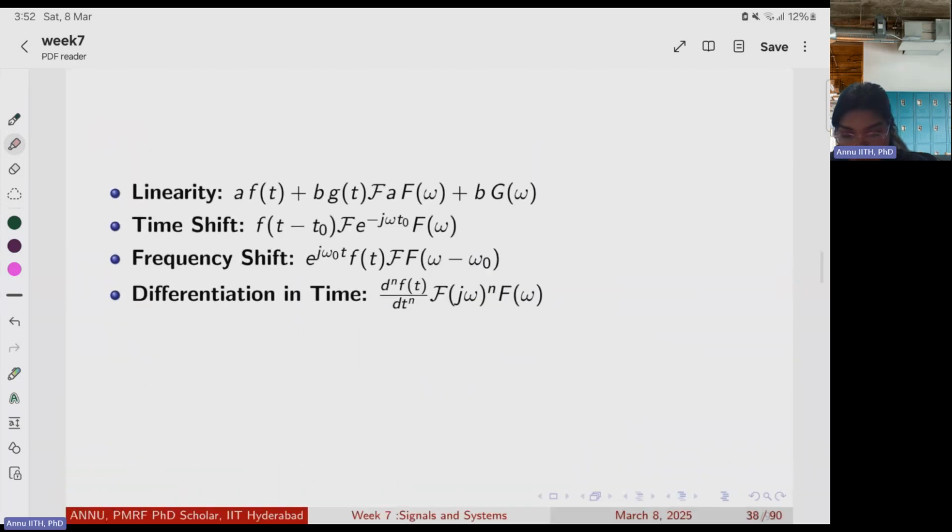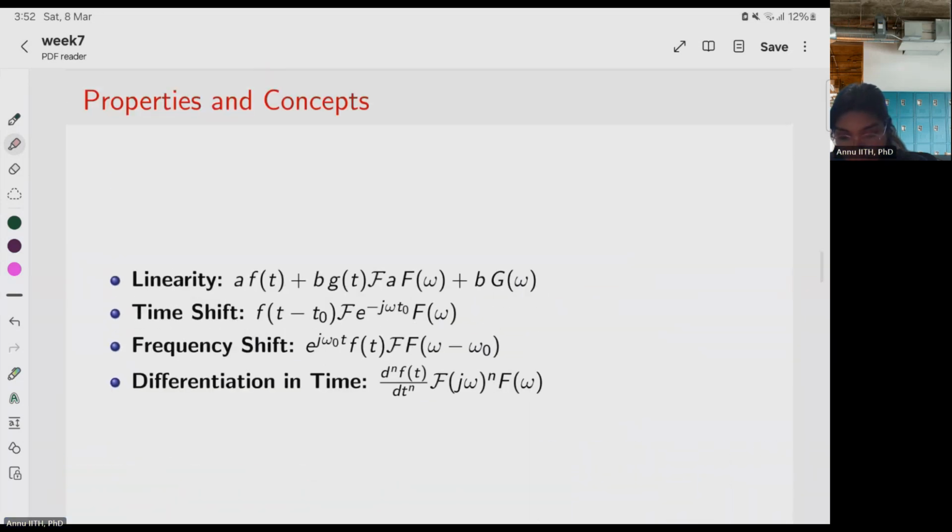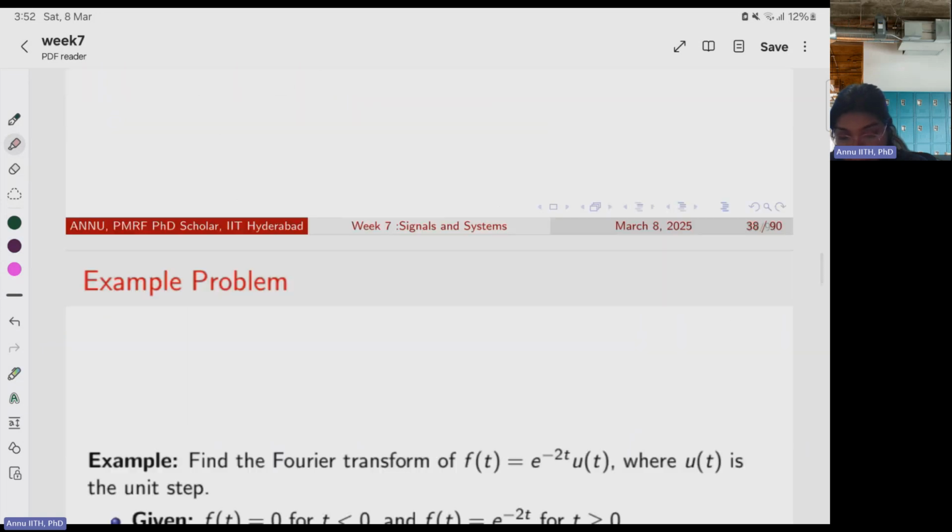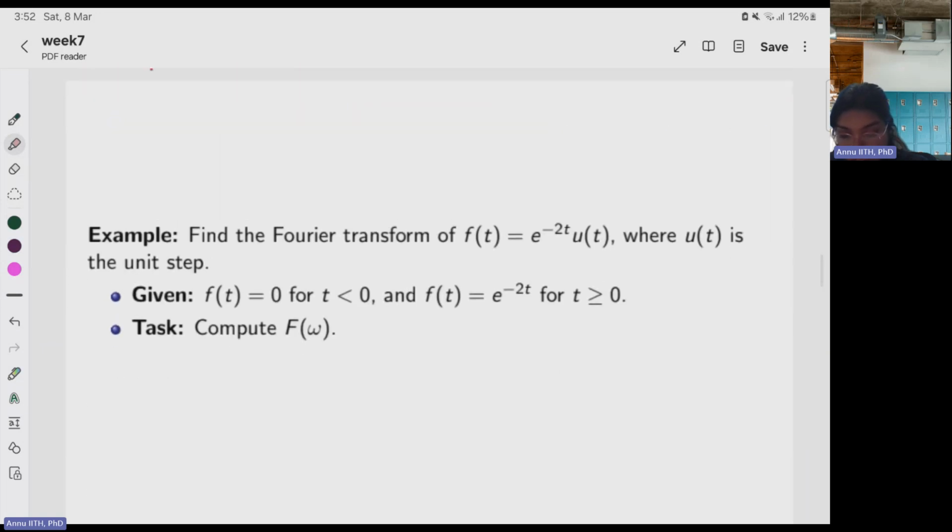So let us look at some properties: linearity, time shift, frequency shift, and differentiation in the time domain. So there is an example problem.